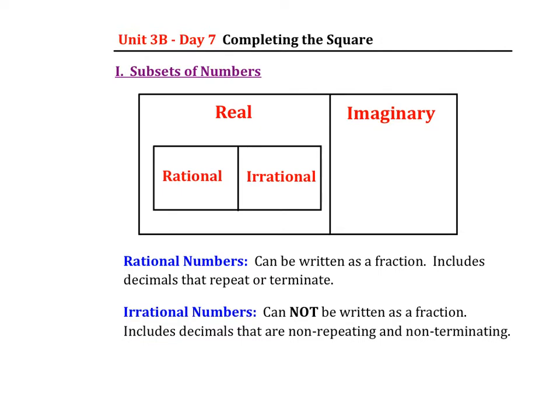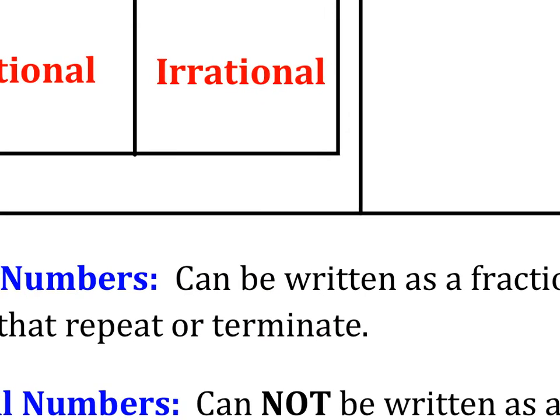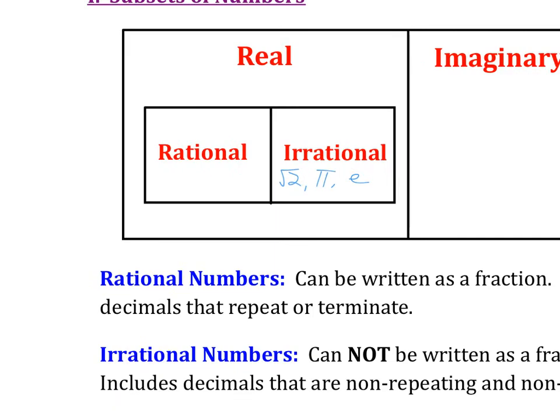A lot of times with irrational numbers, that's where you'll get, like, the square root of 2, which is very common. Pi is a very popular irrational number. The number e, which we'll get into later on in the school year, is a very popular irrational number.